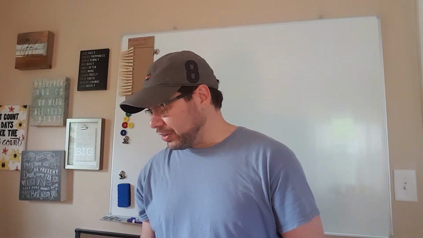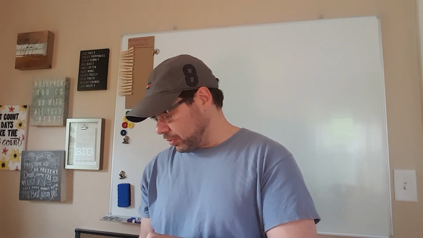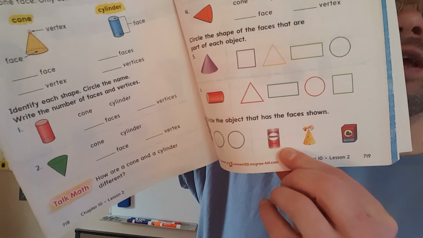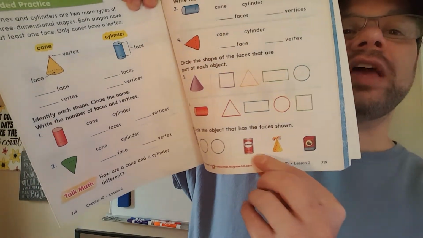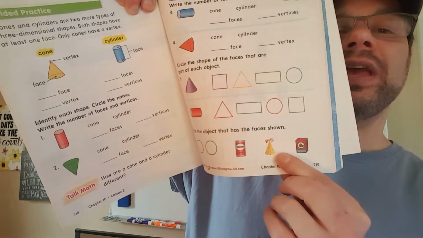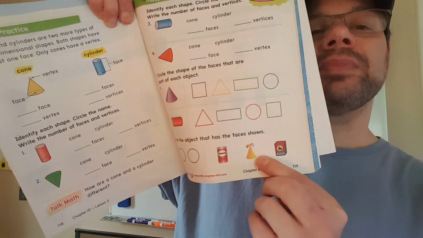So it's going to ask you to identify each of these shapes. And you see they're using examples like what I used. Like they're using a can of something as an example. They're using a party hat as an example of a cone. All right, so I'm going to assign a bunch of pages for you.